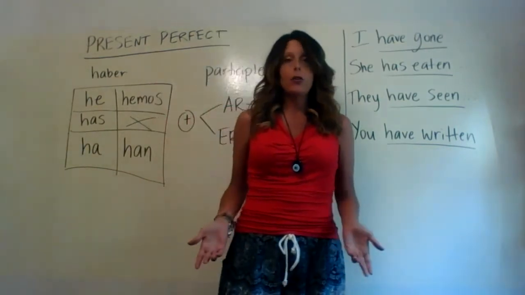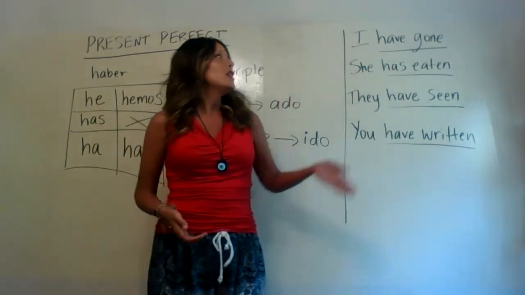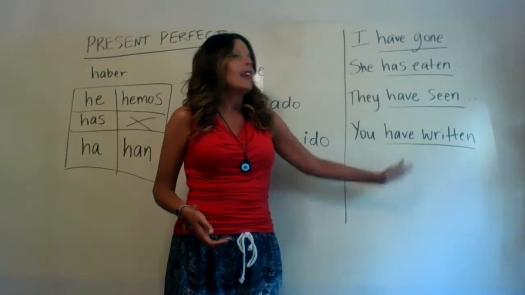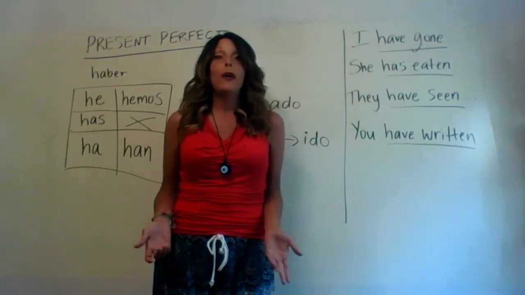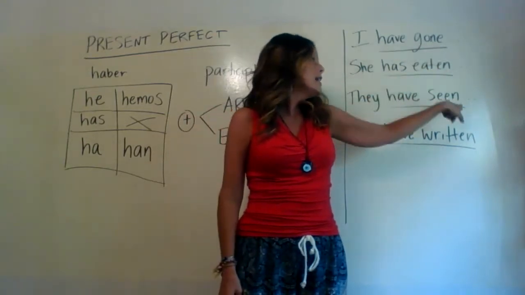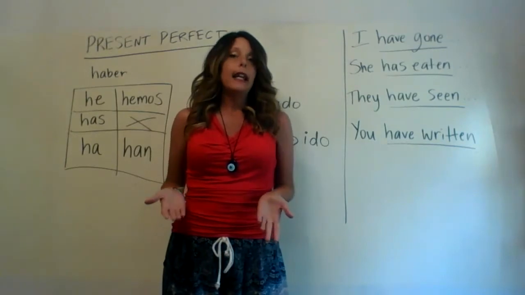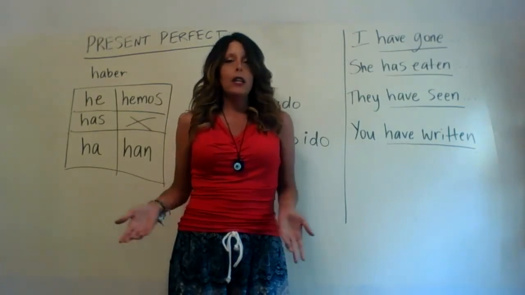The present perfect also does exist in English, and it is this. Even in English, it is a helping verb. In English, your helping verb happens to be to have. It's not that way in Spanish. And then gone, eaten, seen, and written are even participles in English. So we'll see how we're going to do this in Spanish.